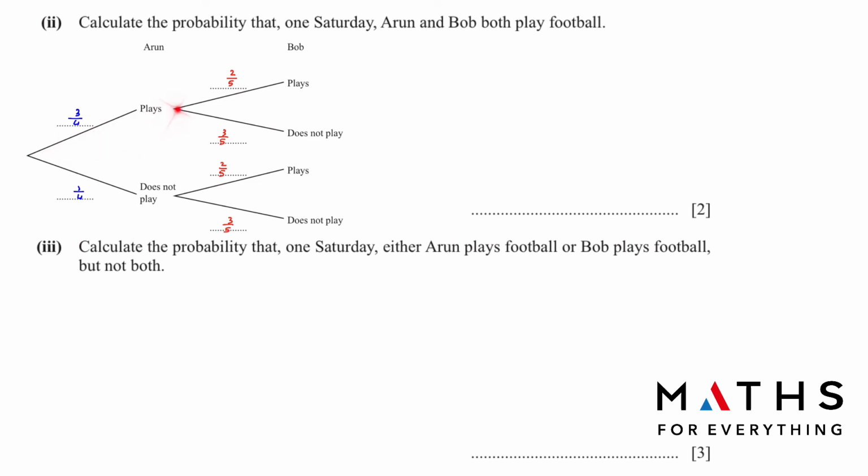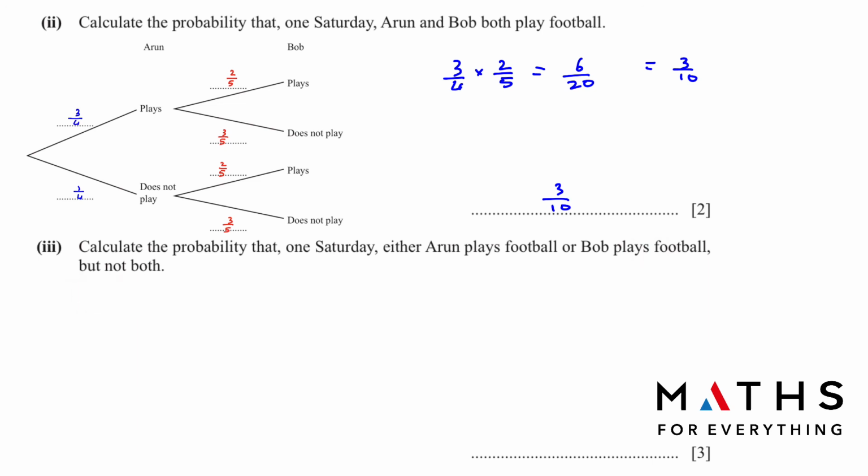So where is both plays football? Arun plays football and Bob plays football. We just have to, when we are going in a branch like this, we multiply the probabilities. So that will be 3 over 4 multiplied by 2 over 5, 6 over 20, and when you simplify, it will be 3 over 10. Very easy, 2 marks. Next part, calculate the probability that one Saturday either Arun plays football or Bob plays football, but not both.